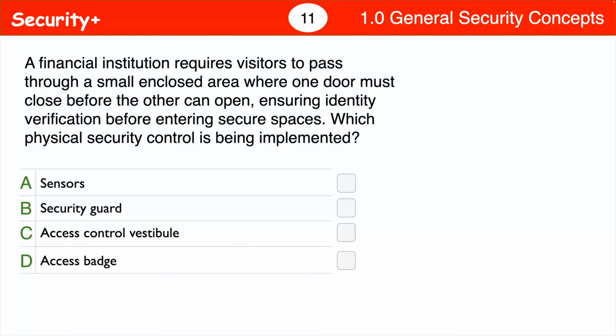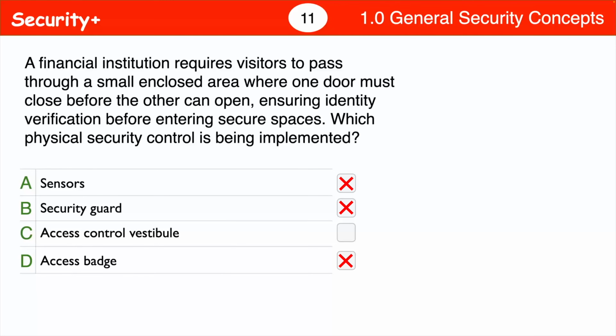So let's go ahead and do the process of elimination, and we can start by eliminating B, security guard. This involves personnel monitoring. It's not automated or anything like that, so bad answer, get rid of B. Next, we can eliminate A, sensors. These are things that would, in this case, most likely detect movement or presence, but they don't physically restrict access. And finally, we can eliminate D, access badge. Now, this validates credentials, but doesn't enforce the two-door restriction that's described in the scenario, and that's pretty important.